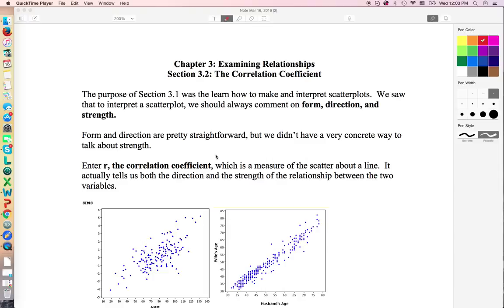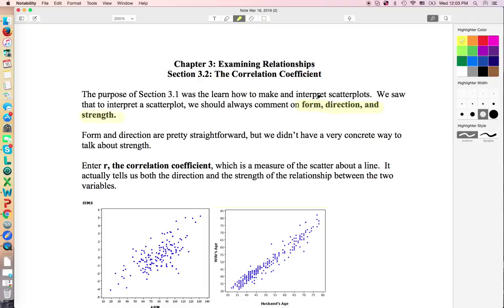Today we're going to be talking about section 3.2, which focuses on the correlation coefficient. So, in the last section, section 3.1, our purpose was to learn how to make and interpret scatter plots, and there were three things we had to pay attention to when we were interpreting scatter plots. Those were form, direction, and strength.